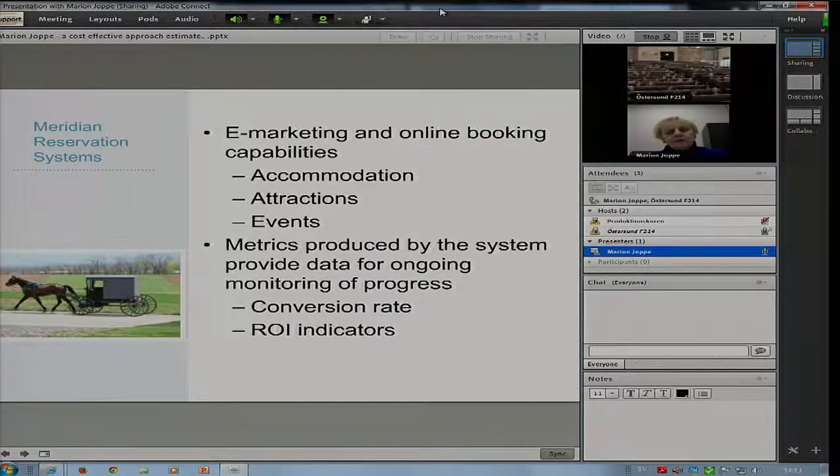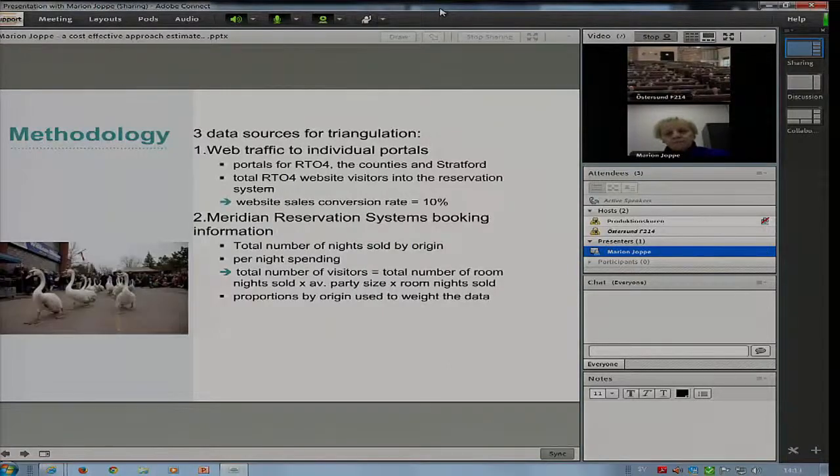And the metrics that the reservation system produces allow for some monitoring. Obviously, it is largely for overnight accommodation, but we felt that that was a good start to probe further into what was happening in our region.